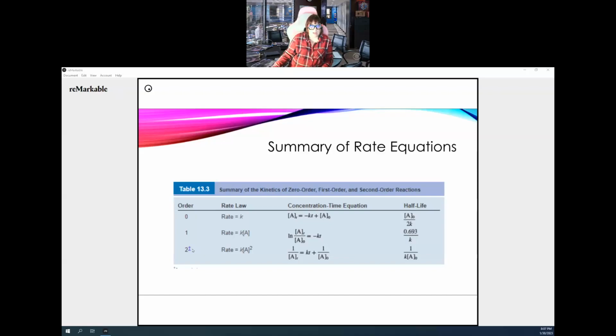Second order: the rate is equal to k times A squared. 1 over the concentration at time t is equal to kt plus 1 over the initial concentration. Our half-life is given by 1 over k times the initial concentration. Okay, so that's my summary.